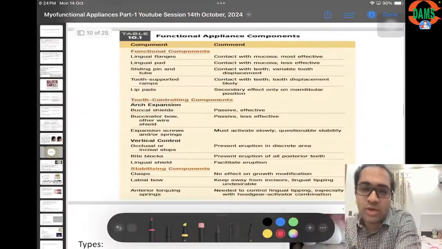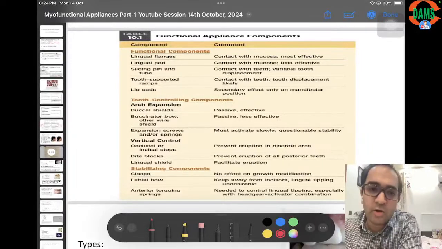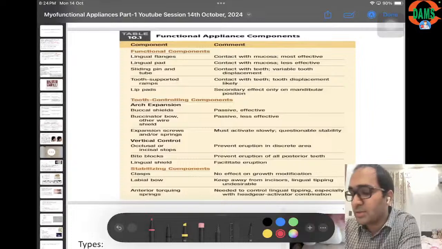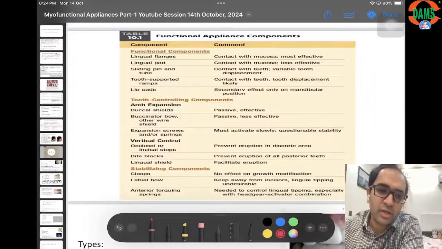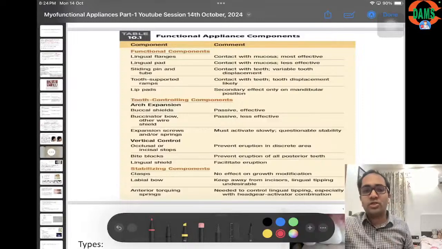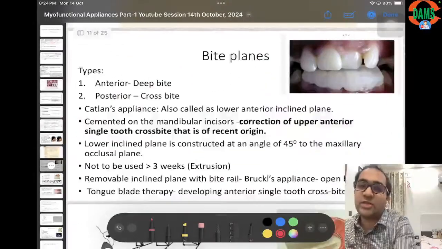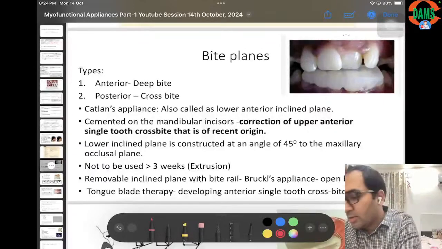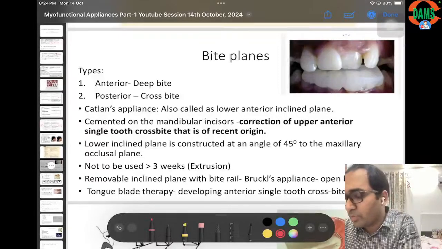Okay, so another table, not important from exam point of view, just a summary of the components of a functional appliance. Okay, not necessary कि हर appliance में ये सारे components होंगे, कुछ में हो सकता है कुछ में नहीं. So it's just a summary of the components of functional appliances. So beginning with the appliance, the first is the bite plane. Recent exam INI NEET सब में एंटीरियर बाइट प्लेन पे बहुत क्वेश्चंस आए हैं.